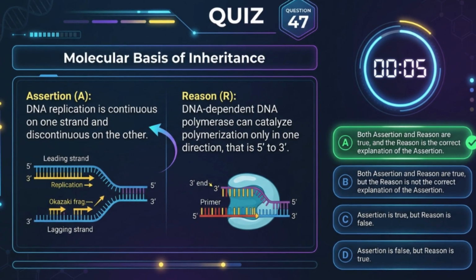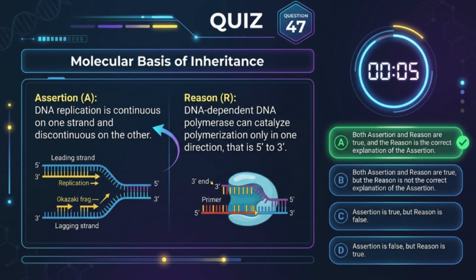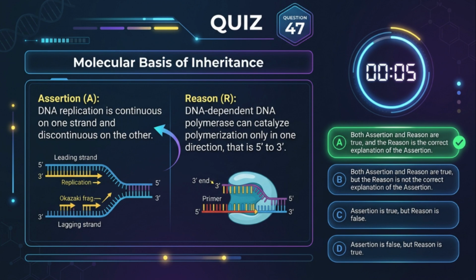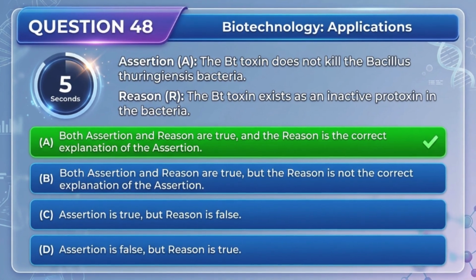Question 47. Molecular basis of inheritance. Assertion A: DNA replication is continuous on one strand and discontinuous on the other. Reason R: DNA-dependent DNA polymerase can catalyze polymerization only in one direction, that is 5' to 3'. 3, 2, 1. DNA replication is indeed semi-discontinuous. Why? Because the replication fork opens and the polymerase can only synthesize in the 5' to 3' direction, forcing one strand to grow in short fragments. Option is A.